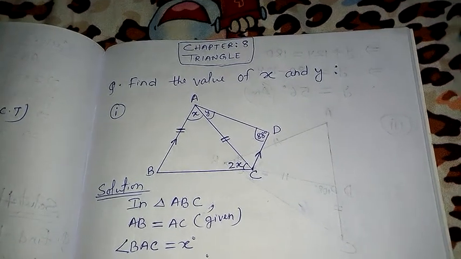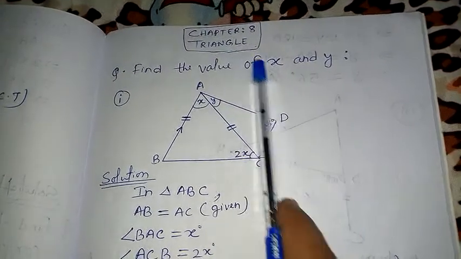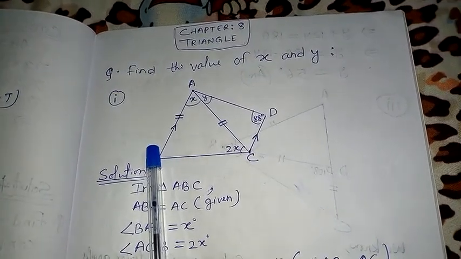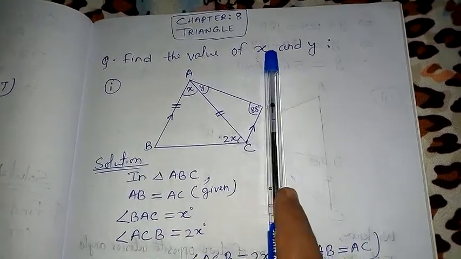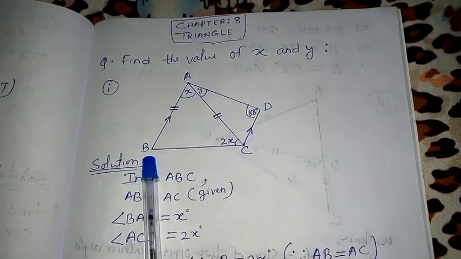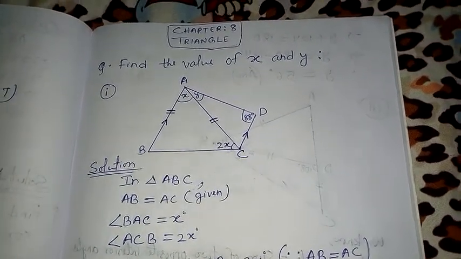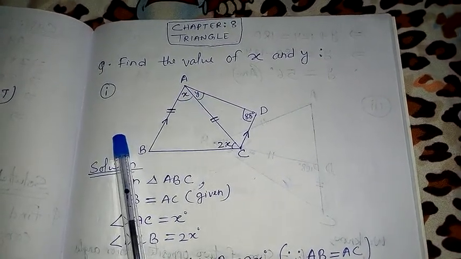Class 9 children, today we will learn some more important questions from chapter 8, Triangles. Today's question will be a little bit different from the previous questions. Here we have a question: find the value of x and y. You have a figure with two triangles in this quadrilateral, where x and y are the unknown quantities.